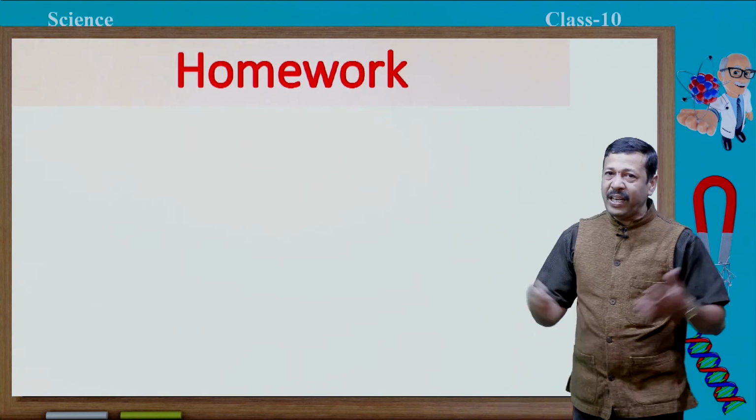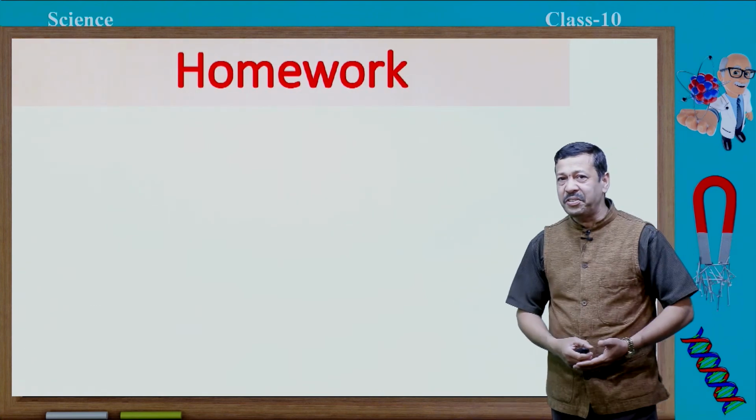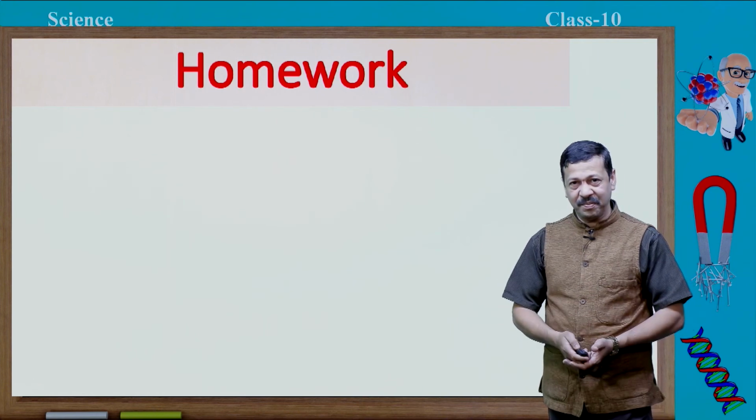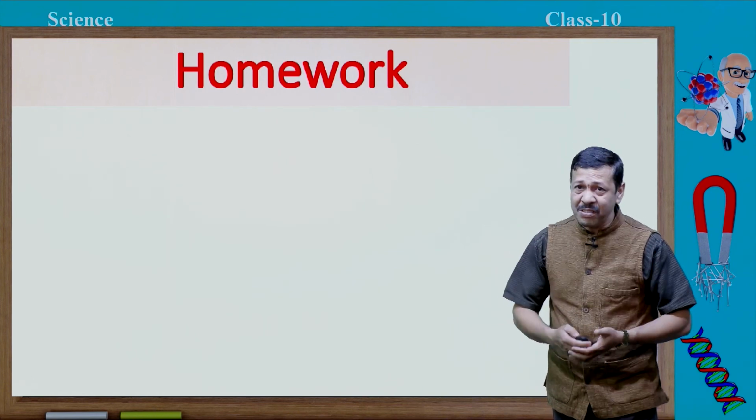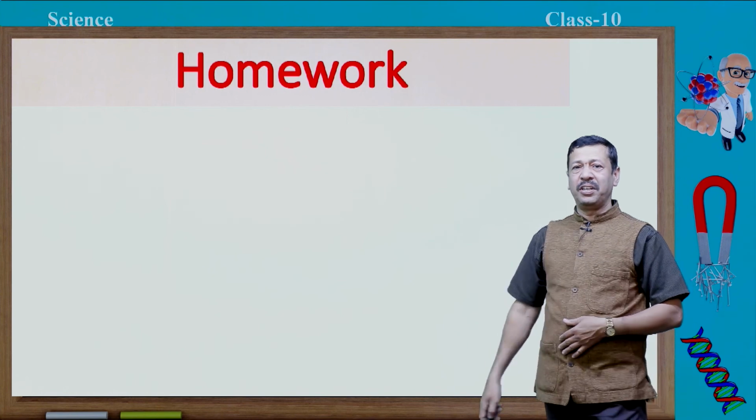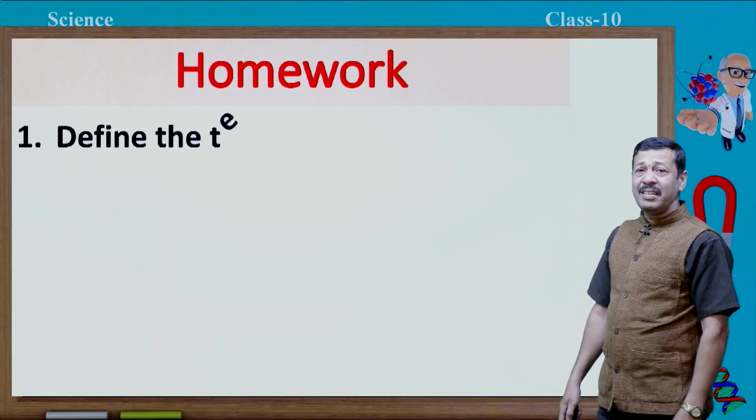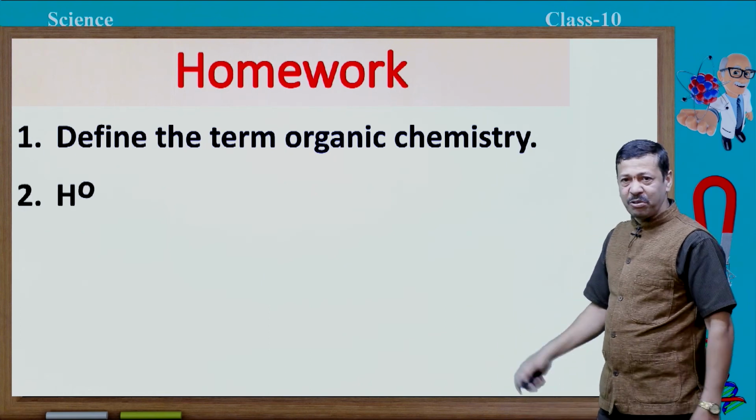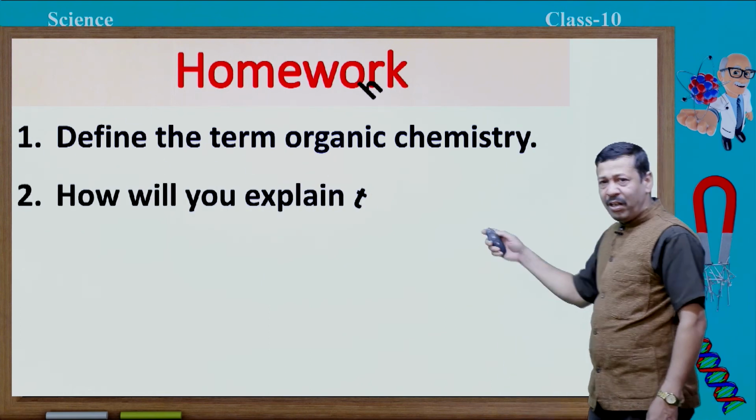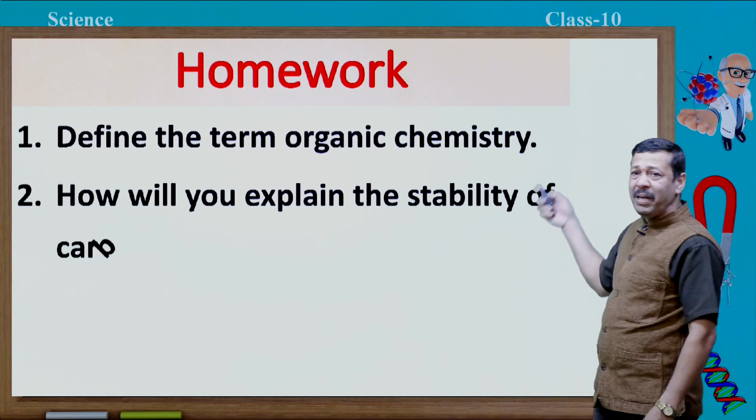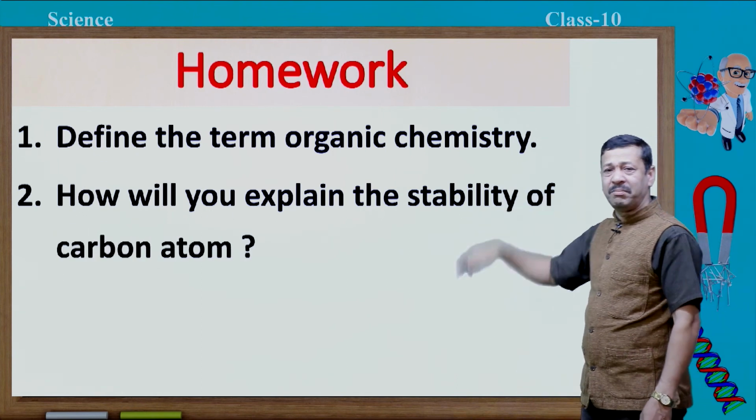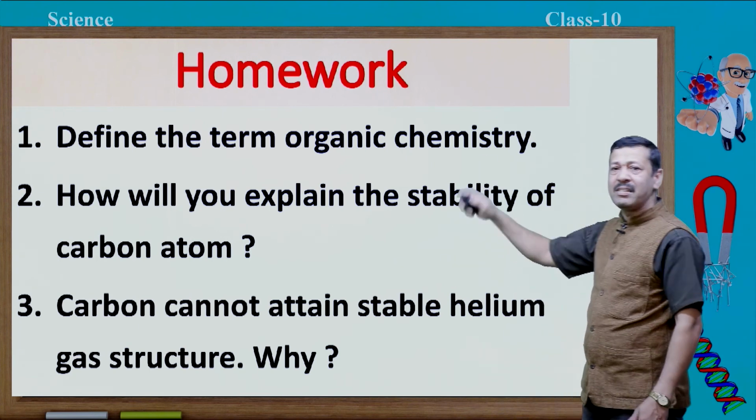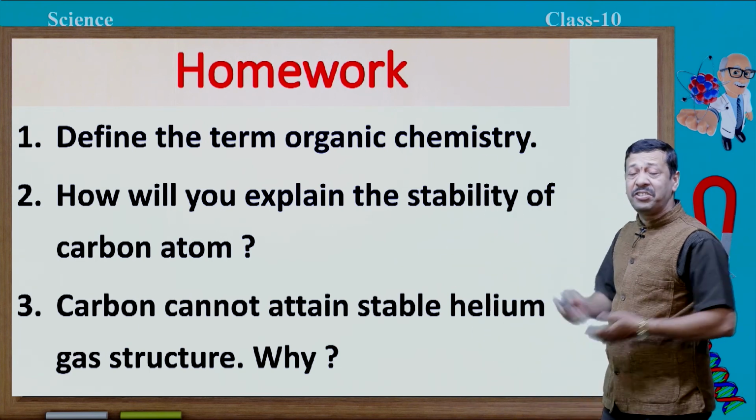Now we came to the end of this session. Let us conclude with the homework. Please note down the questions. The first question is, define the term organic chemistry. Second question, how will you explain the stability of carbon atom? The next one, carbon cannot attain stable helium gas structure. Why?